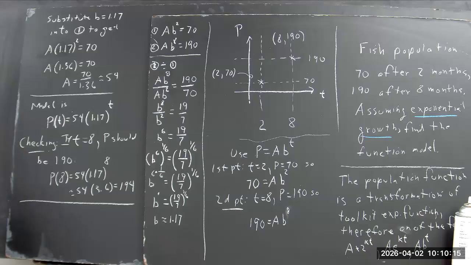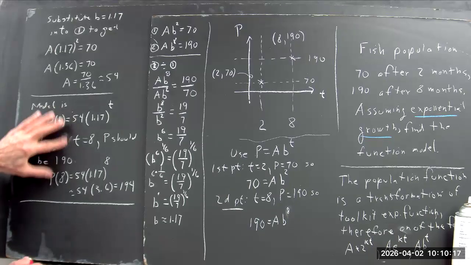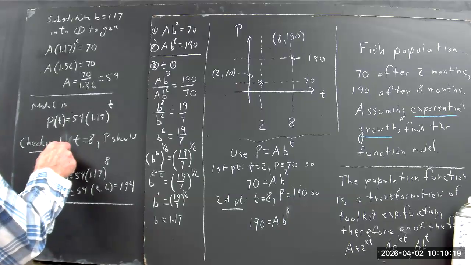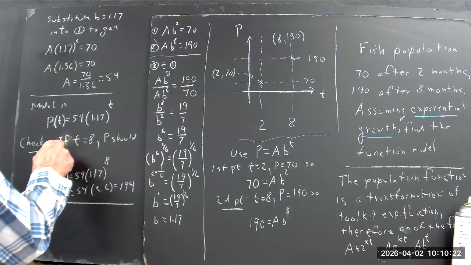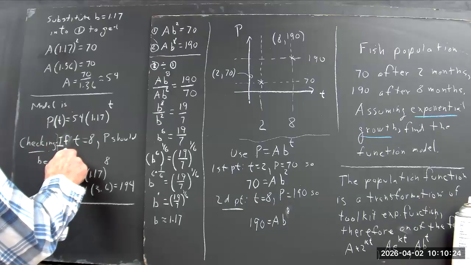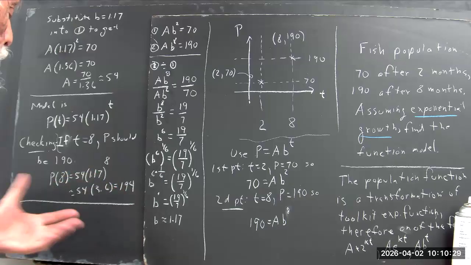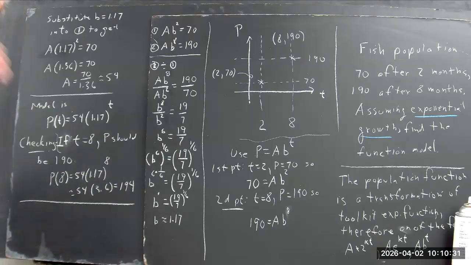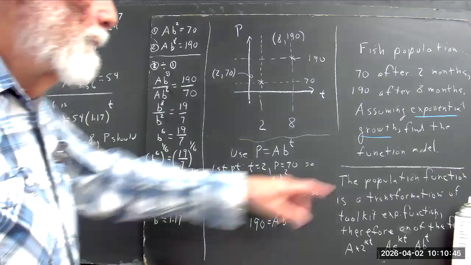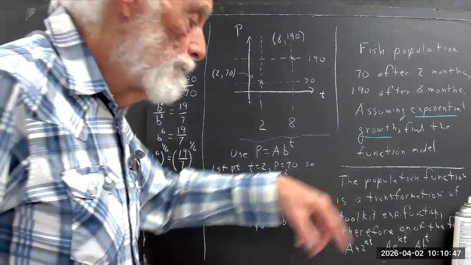Okay. If T equals 8, P should be 190. We plug in 8. And if my mental calculation is right, we're pretty close. But the mental calculation could be off by a good bit. All right, so our model is this, and we found the function model.